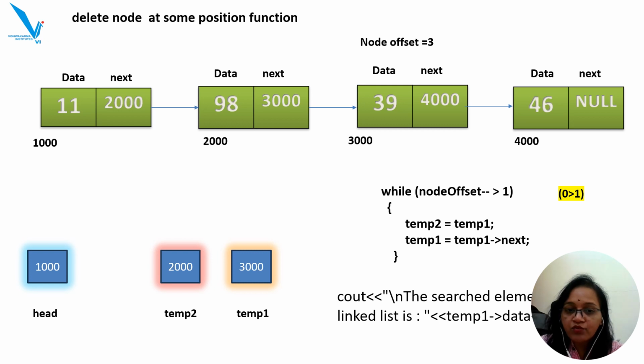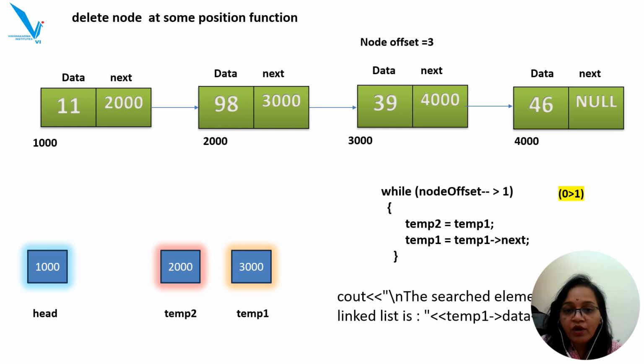Now in this case, what you have to do? See, temp2 is pointing to your second node and temp1 is pointing to your third node. temp1 is your current node, right? Current node is pointing to the third node. What is your offset? 3. That means you want to search a node at 3. And temp1, the current pointer, is pointing to 3.